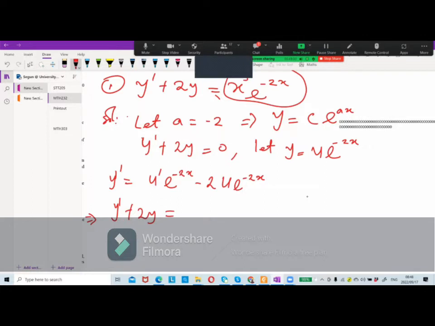Yes, Bisola? Okay. Sir, please, I don't understand how when you differentiated, the u became u prime. I understood how you differentiated the exponential, but how it became u prime is what I don't understand.